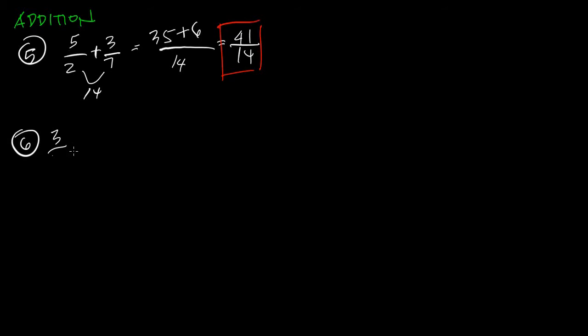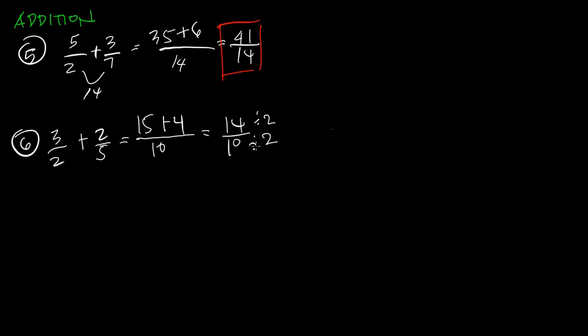Three over 2 plus 2 over 5. Ganun lang ulit. Pag multiply nyo yung denominator, that will be equal to 10. And then cross multiply will be equal to 15 plus 4. So we have 19 over 10. What is the GCF? We have 2. So 14 divided by 2 is equal to 7. And then 10 divided by 2 is equal to 5. So that is our final answer.